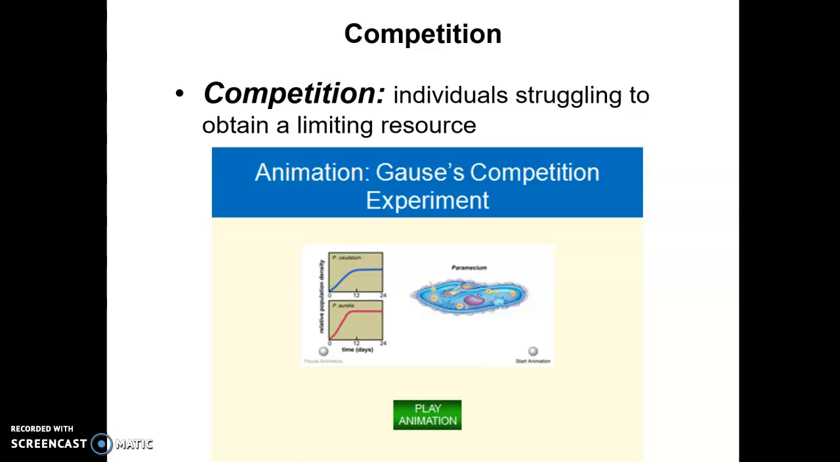Competition is when individuals of 2 different species fight over or struggle over obtaining a limited resource. And there was a famous experiment conducted years ago by a scientist named Gause, and this is Gause's competition experiment. And in it, he had 2 closely related species of Paramecia, Paramecium caudatum and Paramecium aurelia. And he put equal numbers of each of these Paramecia species into a petri dish to see what would happen.